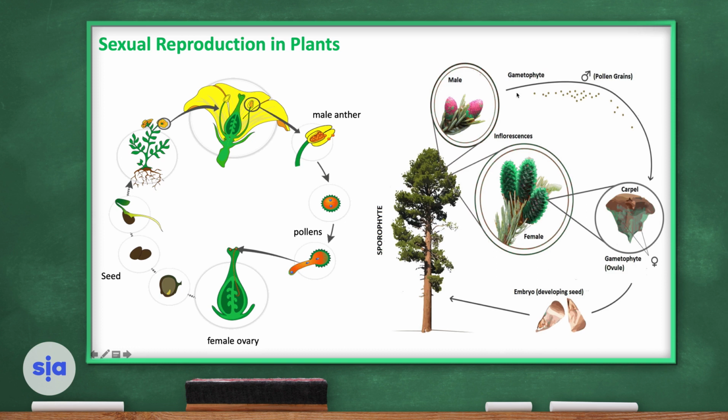In non-flowering plants or conifers, they have male cones and female cones, also producing gametes, and these gametes will combine together, forming seeds.